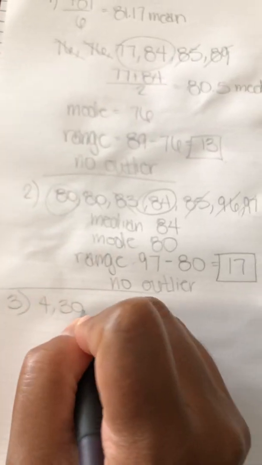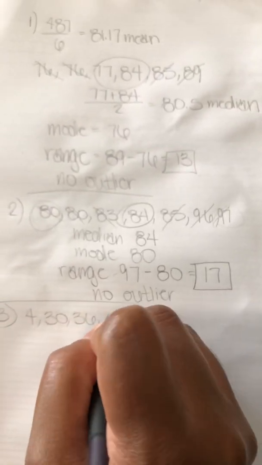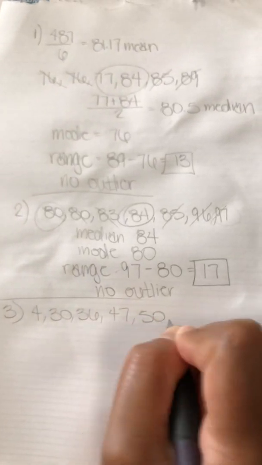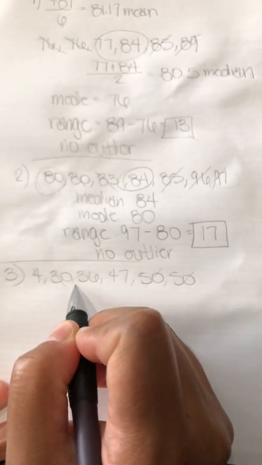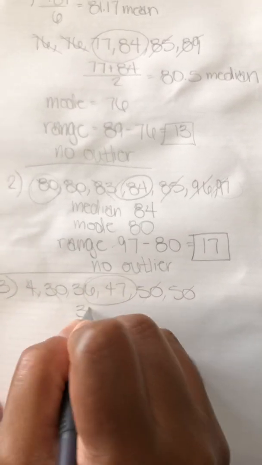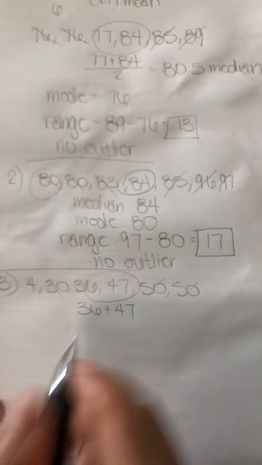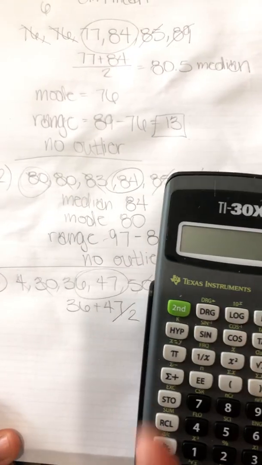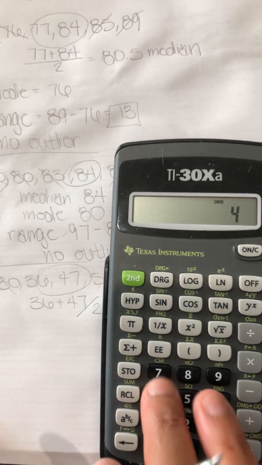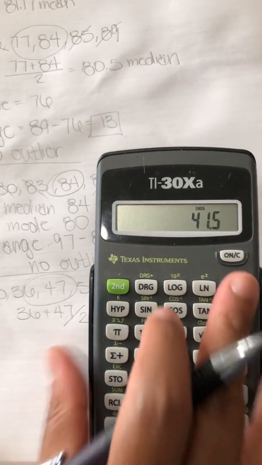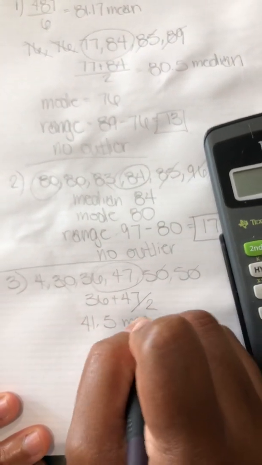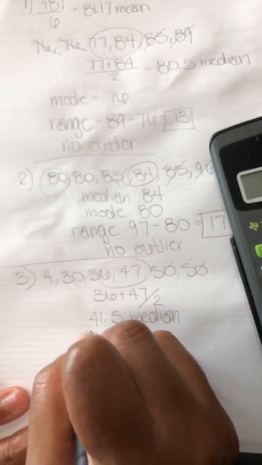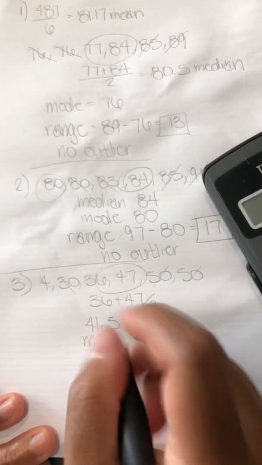Now, my median, I need to put them in order. So 4, 30, 36, 47, 50, 50. Okay, count down. Oh, 2 numbers in the middle. So 36 plus 47 divided by 2 gives me 41.5 is my median. My mode is 50 because I have 2 of them.